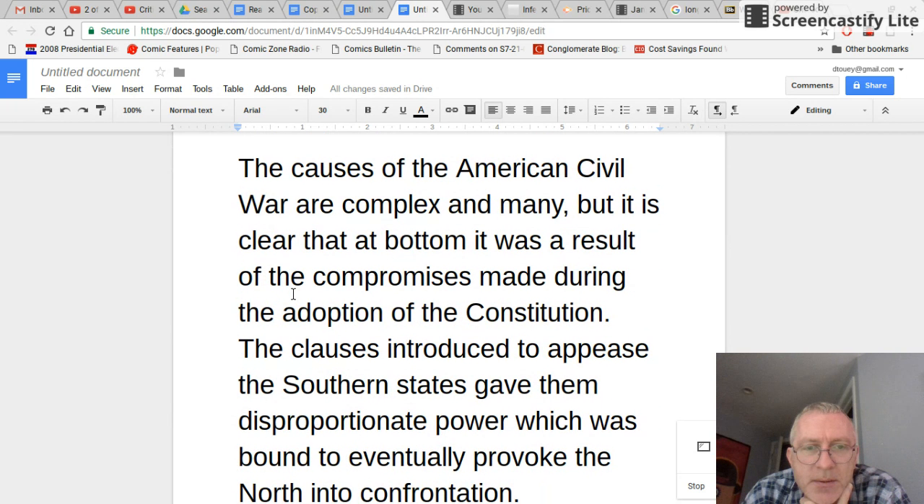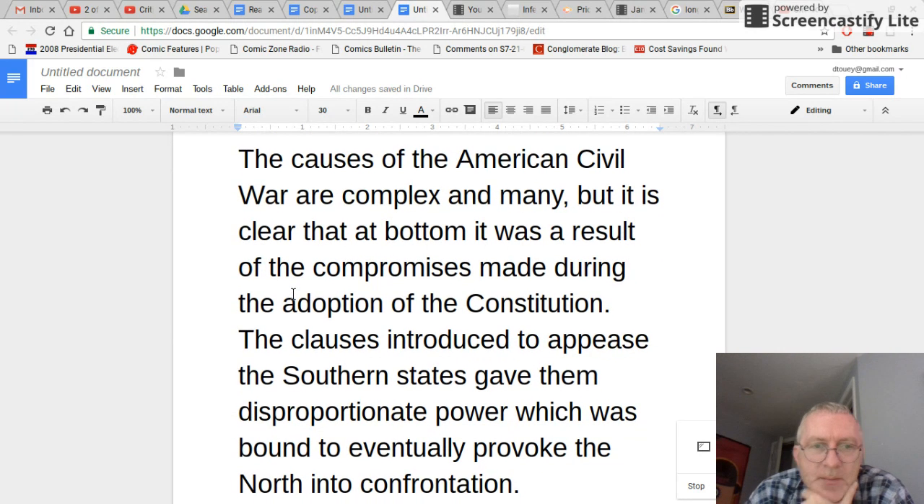Here's an argument that's maybe a little bit more complex. The causes of the American Civil War are complex and many, but it is clear that at bottom it was a result of the compromises made during the adoption of the Constitution. The clauses introduced to appease the Southern states gave them disproportionate power, which was bound to eventually provoke the North into confrontation.